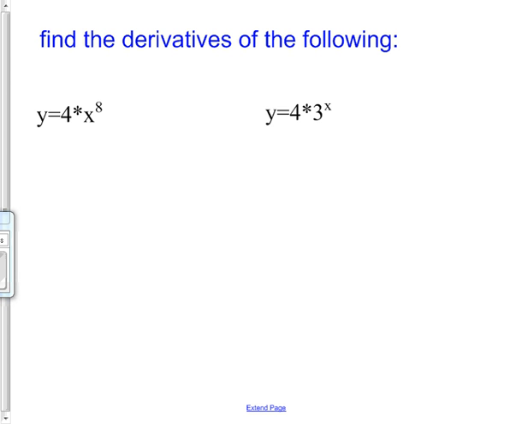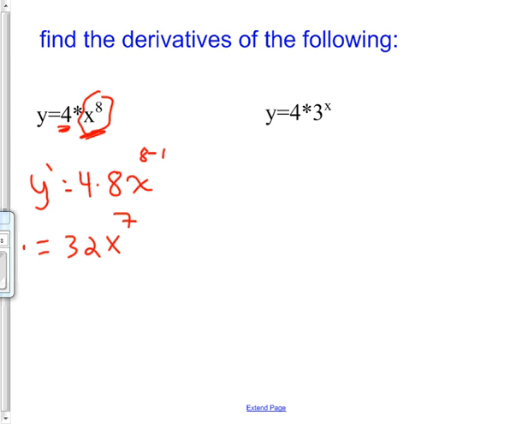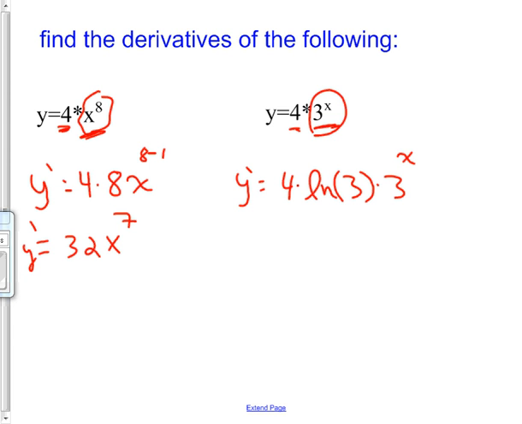So for the first one, we notice that it's a power rule, so y prime, and we've got a constant, so it's constant times the derivative of the function. 8 drops down, x to the 8 minus 1, so we get 32x to the 7th. That's the derivative. Next one, we've got an exponential function and a constant in front, so the derivative is 4 times, well, the derivative of an exponential is ln of the base times the exponential function. So that's our derivative there.